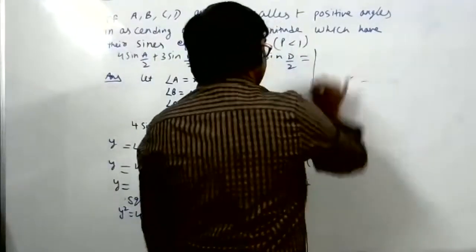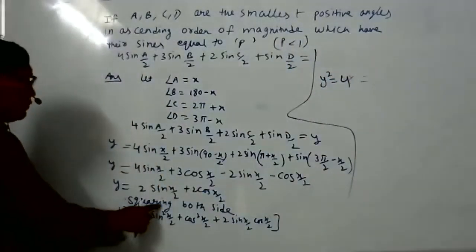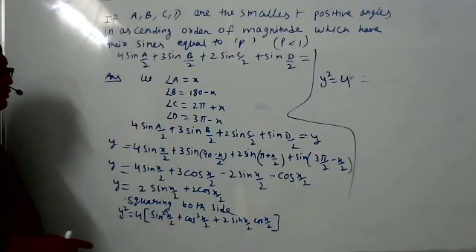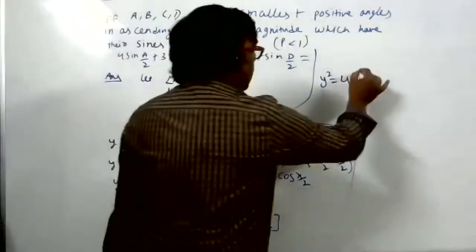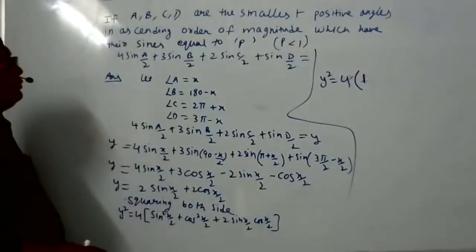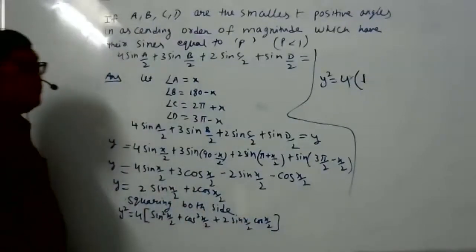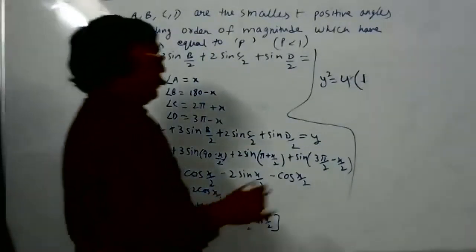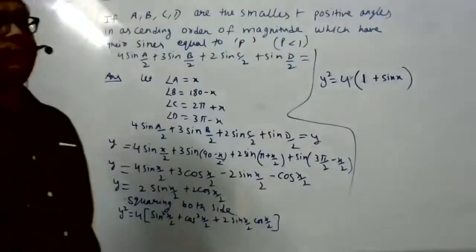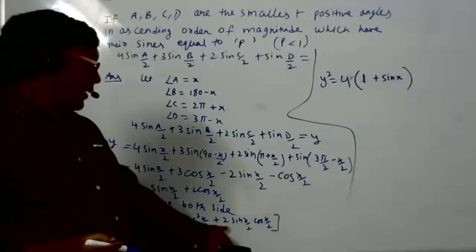The left hand side is y square. What is the right hand side? Sine square x by 2 plus cos square x by 2, how much? 1. And the other one is 2 sine x by 2 cos x by 2, which is only sine x, since 2x by 2 is only x. It is the submultiple angle formula, sine 2 theta. Did you understand or shall I teach again?